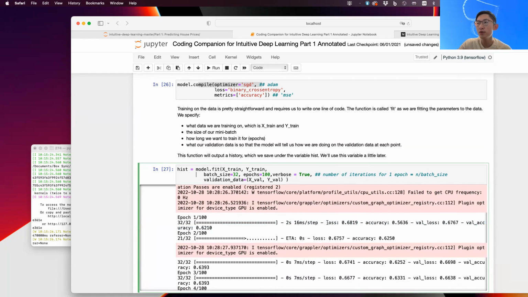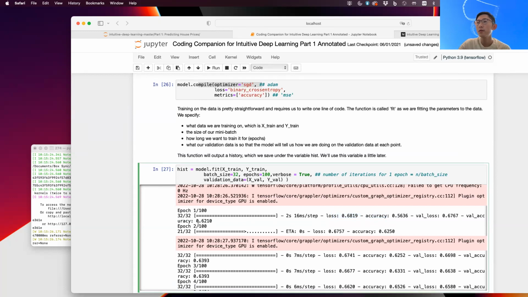So actually, for each iteration you update your loss and accuracy, but you only print out for each epoch. Otherwise, it's too much output. You just output for each epoch what your current loss and accuracy are.